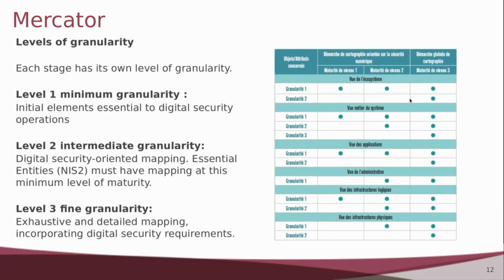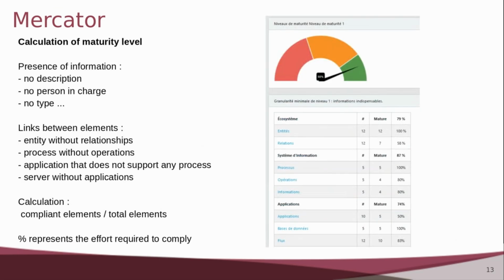The ANSI introduced the notion of granularity. You can start building the mapping of your information system in 3 levels. At level 1, you have the minimum granularity. You have only the initial element. On level 2, you have an intermediate granularity. This is required for essential entities. On level 3, you have the fine granularity with an exhaustive and detailed mapping incorporating digital security requirements.